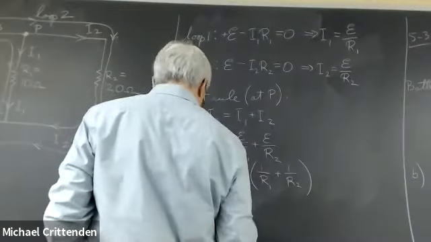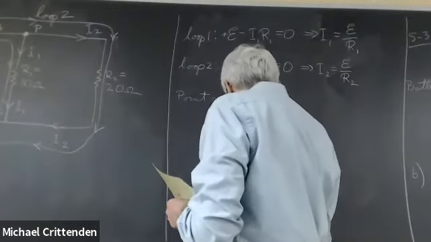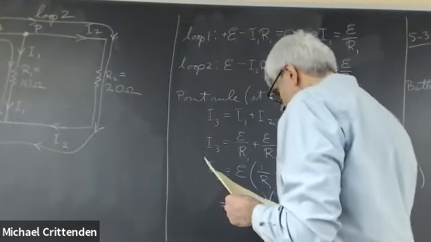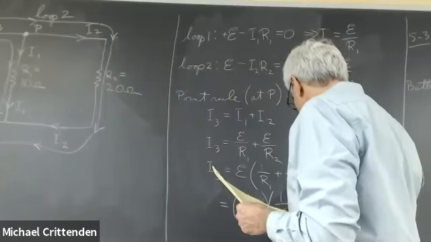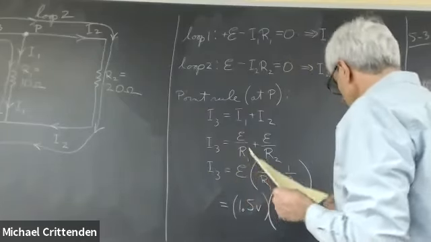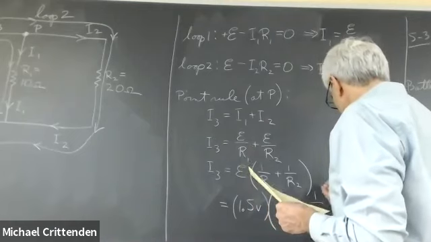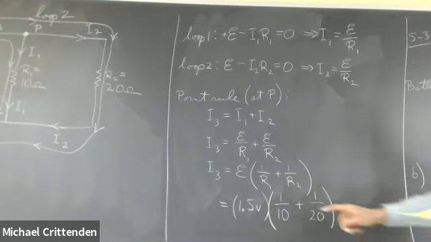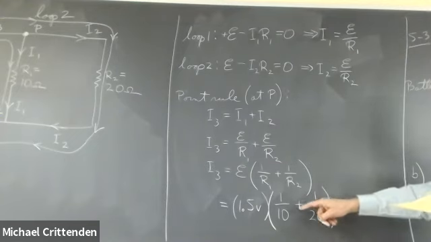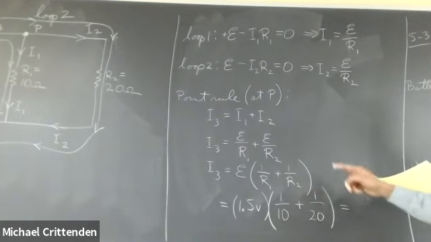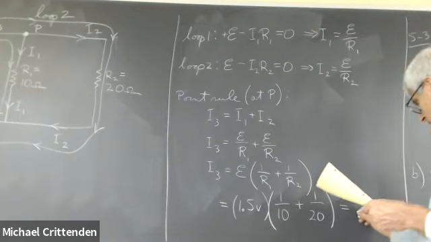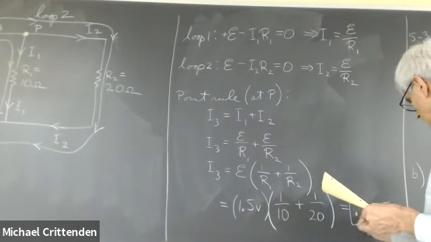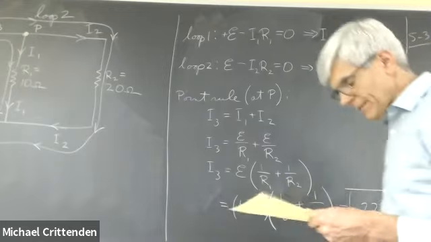Filling in the numbers for this specific example, we've got 1.5 volts times 1 over 10 ohms plus 1 over 20 ohms. 0.1 plus 0.05 adds up to 0.15 times the 1.5 volts, 0.225 of an amp.